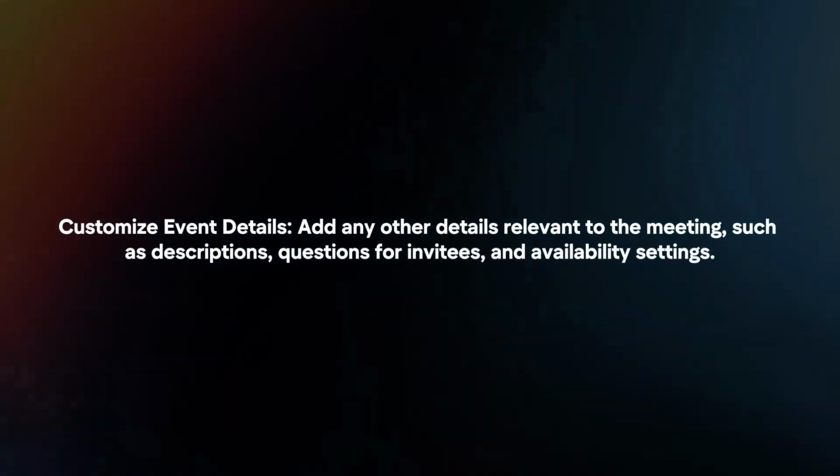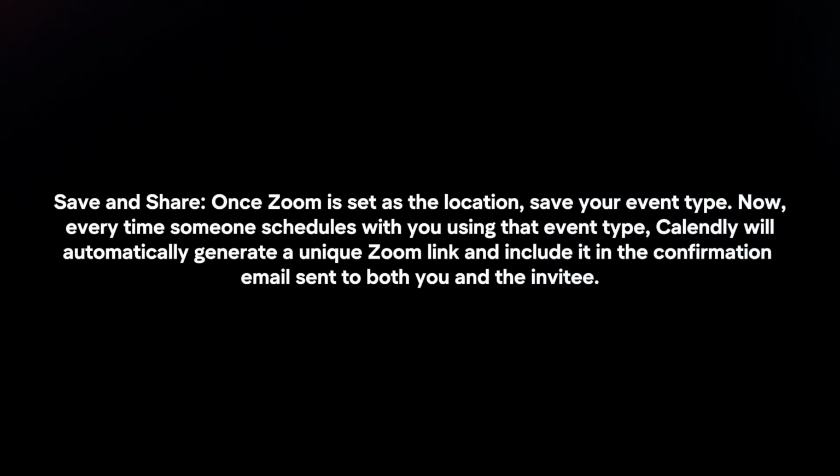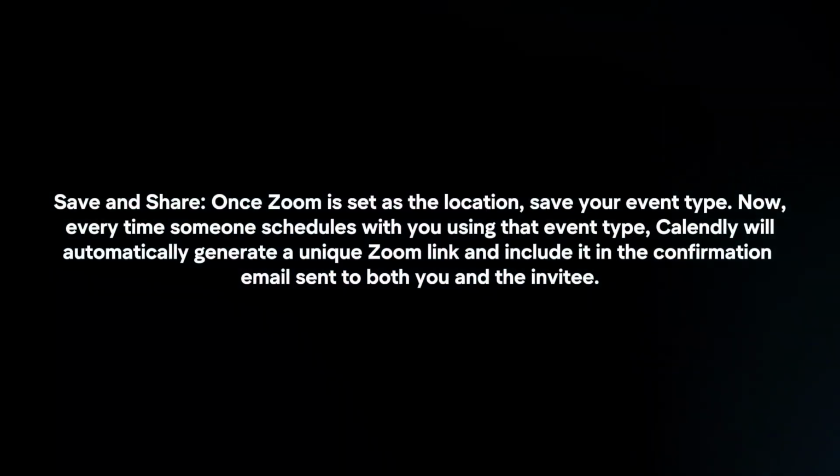Customize event details. Add any other details relevant to the meeting, such as descriptions, questions for invitees, and availability settings. Save and share. Once Zoom is set as the location, save your event type.